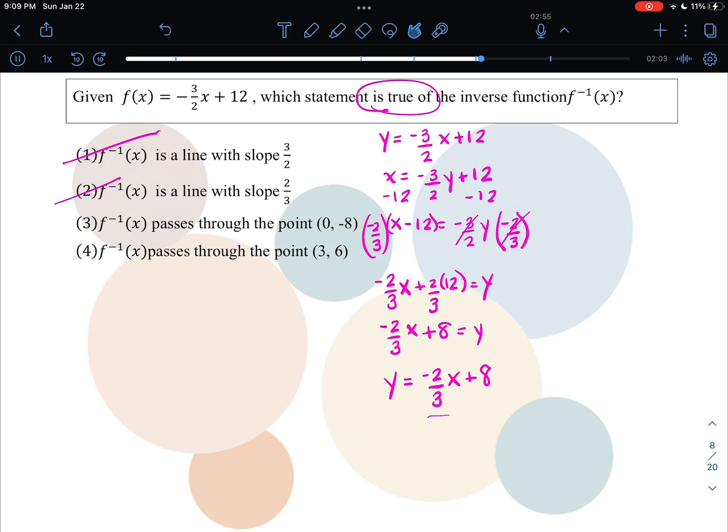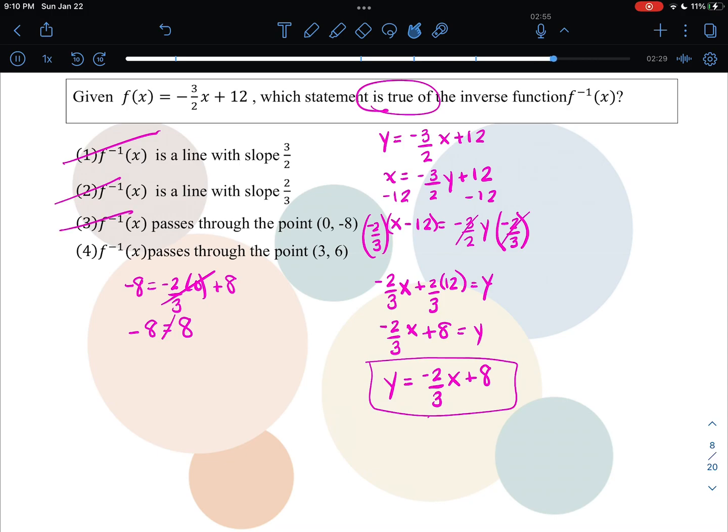The third statement says that it passes through the point (0, negative 8), so I can just use my inverse function that I already figured out and put those points in to see if that's true. So I get negative 8 equals negative 2/3 times 0 plus 8. That becomes 0, and I get negative 8 equals positive 8, which is not a true statement, so I'm going to rule that one out.